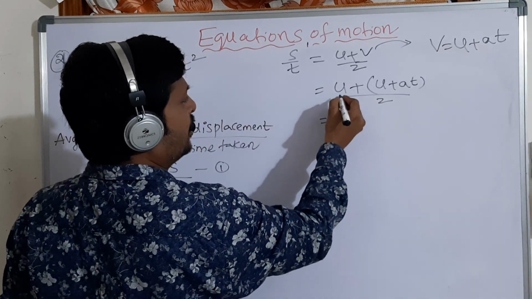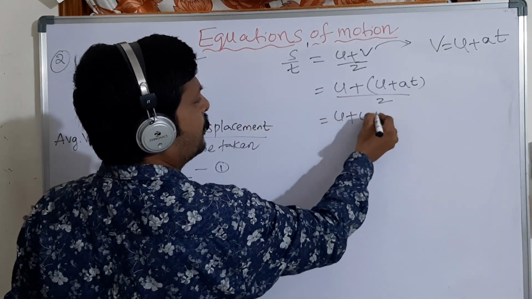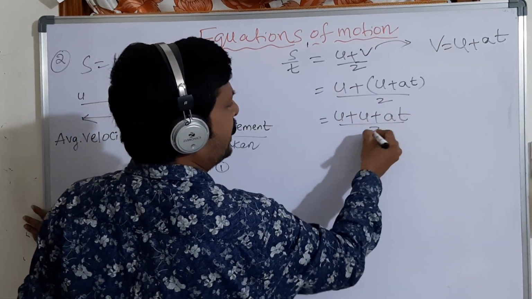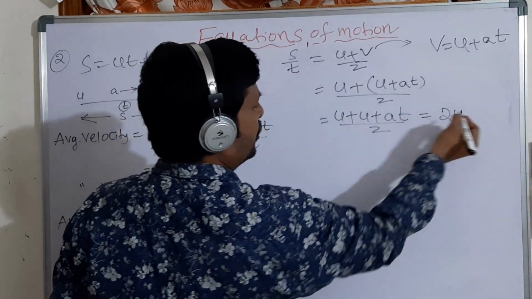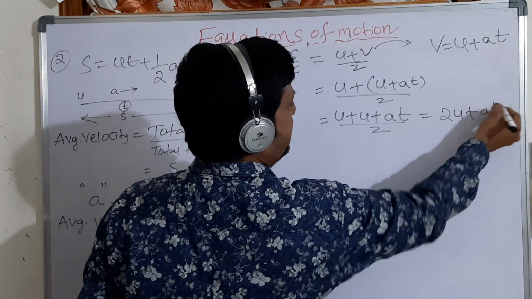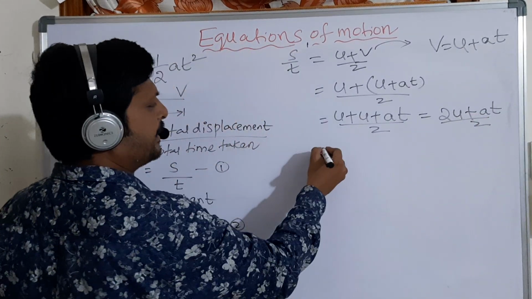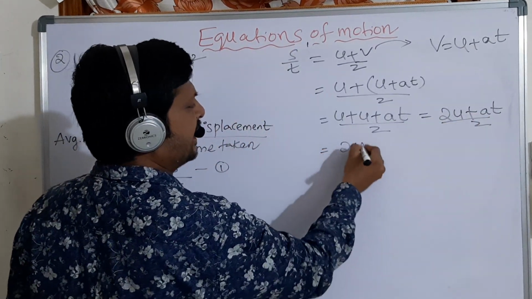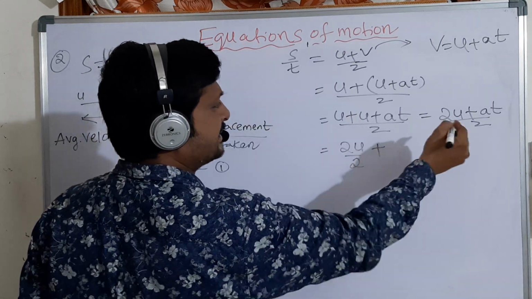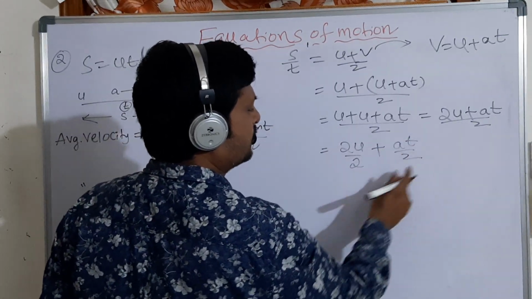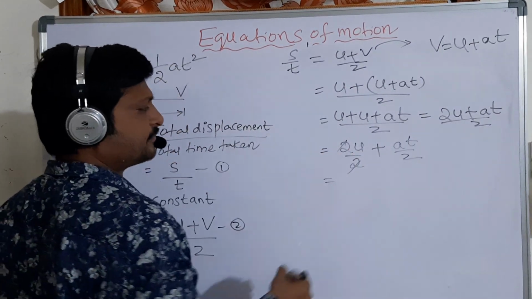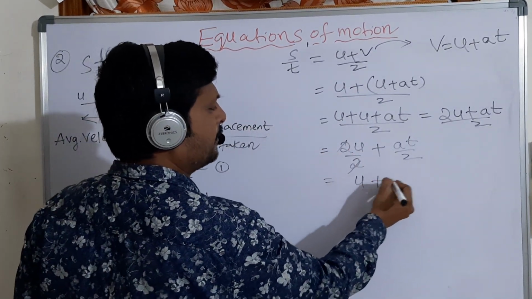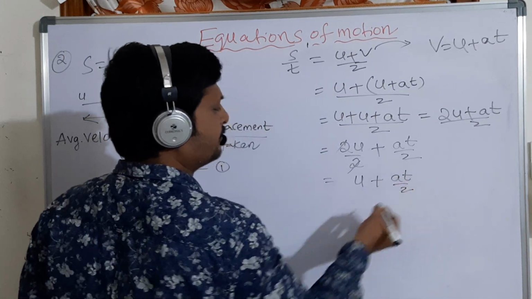Now see, u plus u plus at by 2 is equal to (2u plus at) by 2. Then separate the equation. This we can write as 2u by 2 plus at by 2. Then the 2 gets cancelled, so this becomes u plus at by 2.